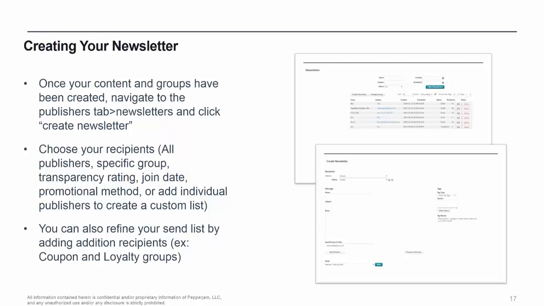You can also refine your send list. So maybe you wanted to send this to coupon and loyalty, or maybe you have a few groups that you want to include on your send. You can always refine your list and send to each group as well.